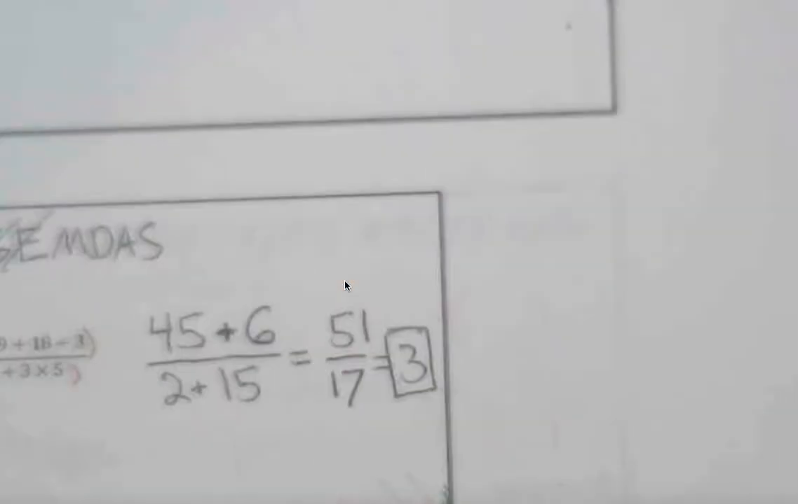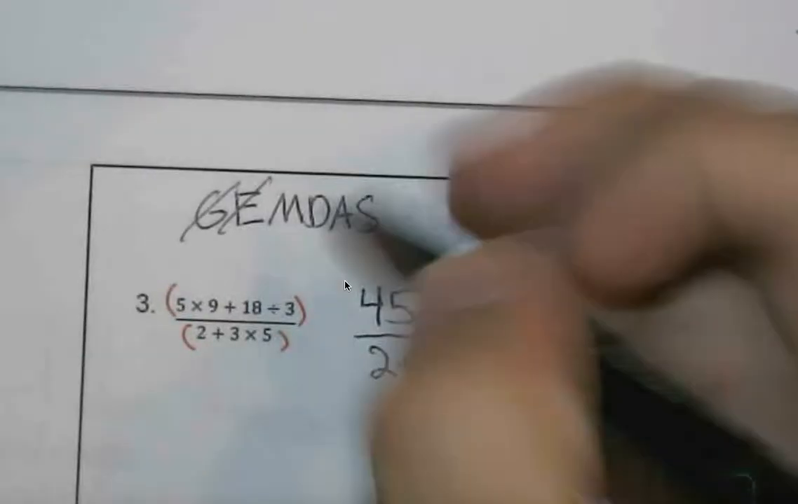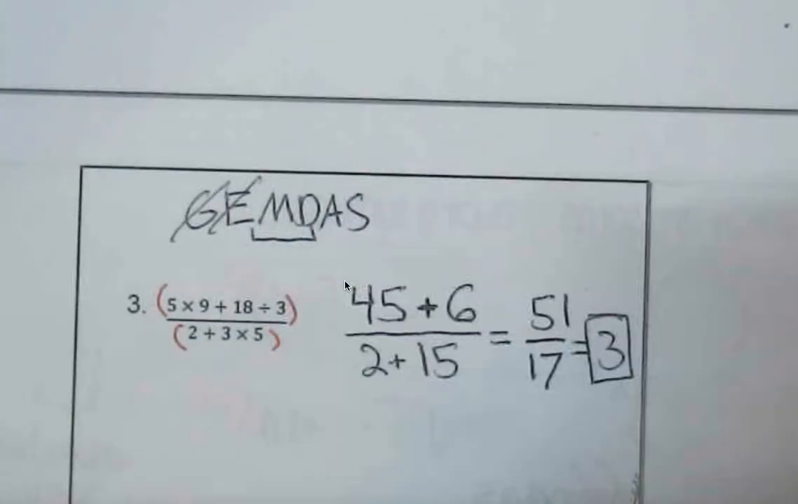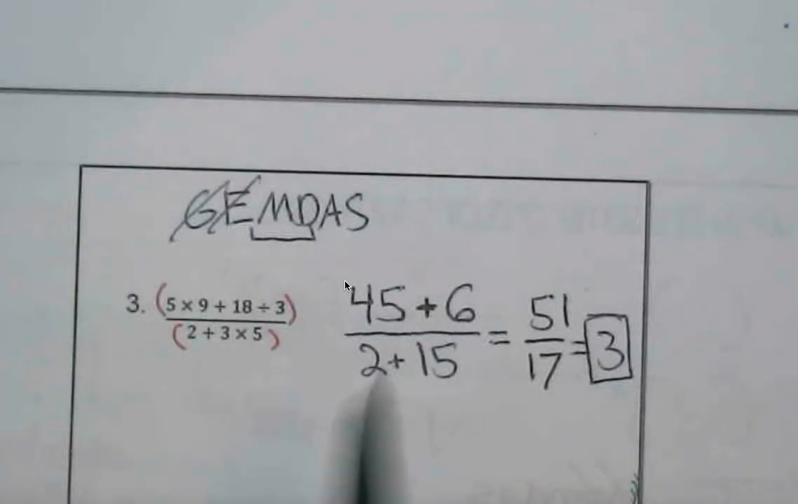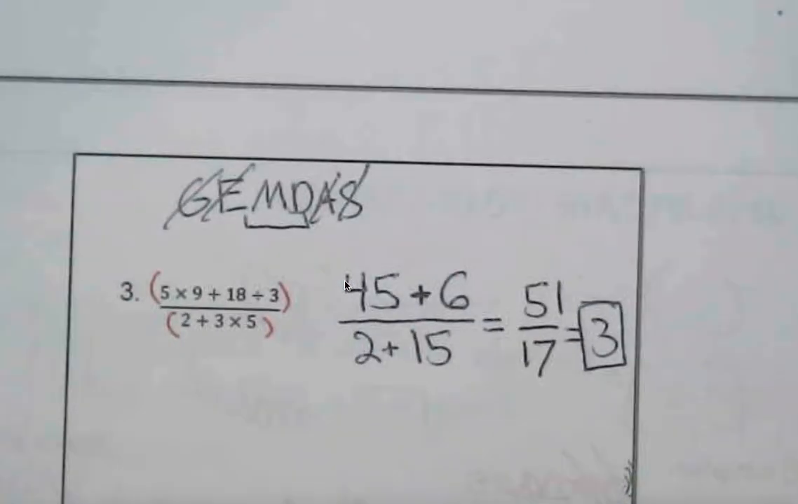So grouping was already done in this one. There were no exponents here, so that was kind of nice. Multiplication and division, we knocked out a lot of that going from left to right. And then finally concluded with adding. And there's no need to subtract anything, so that was kind of nice.